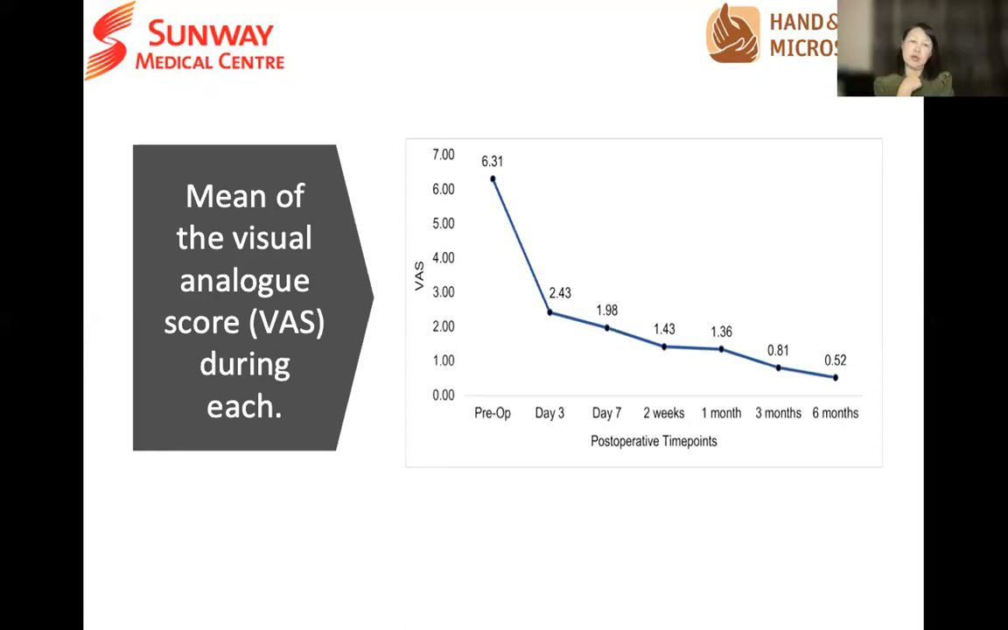6.3 is quite a high pain score for carpal tunnel. Yes, it can be really bad. Most of our patients, I have to tell you, in the series that we have, amazingly can have conservative treatment of carpal tunnel syndrome for years before they decide they want surgery.